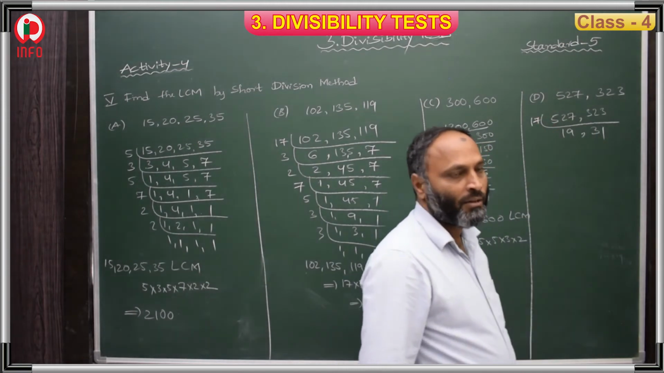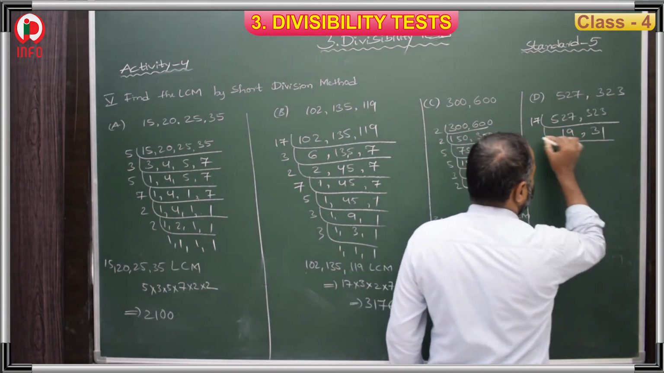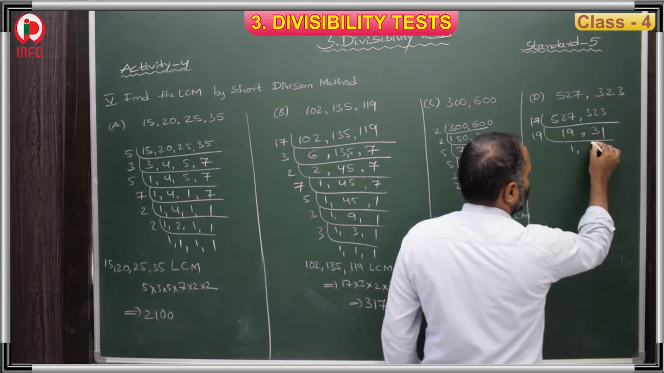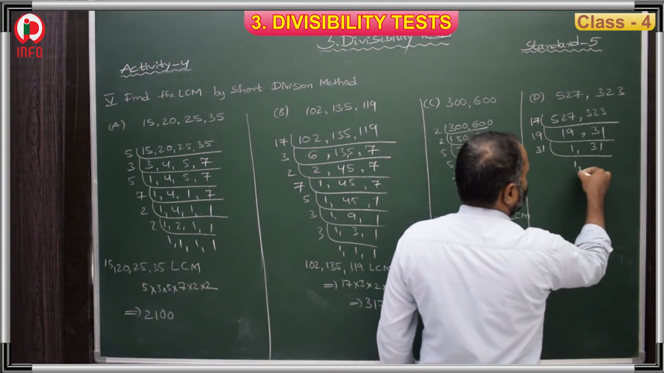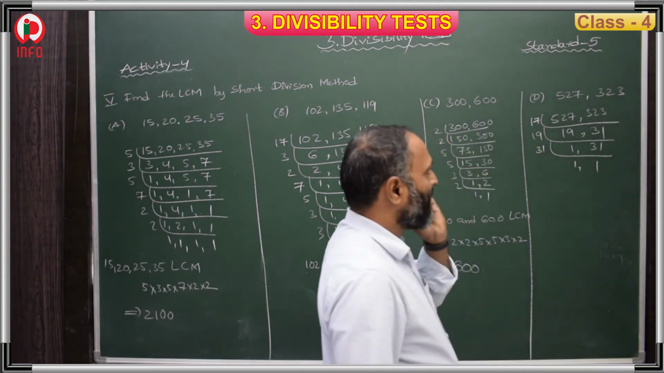Now you stop here only. If you want to take the 19 table, then take 19. 19 ones are 19 and 31. And after that 31, 31 ones are 31. Then multiply.